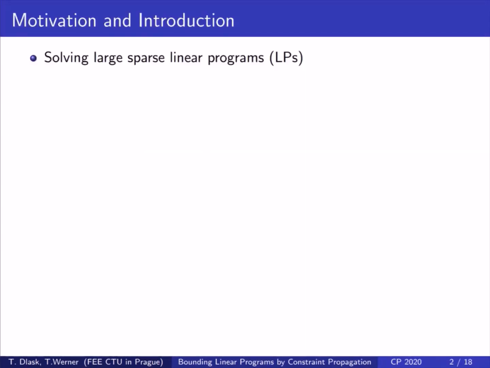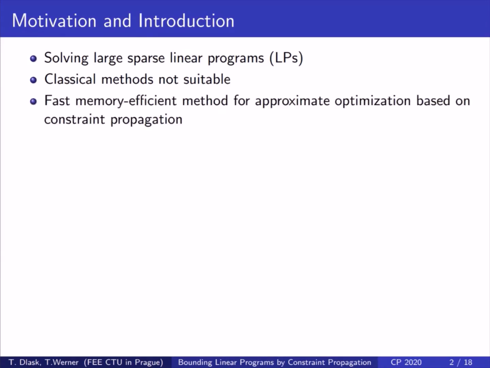Although linear programs are solvable in polynomial time, solving large sparse instances can be challenging in practice. For example, instances of basic LP relaxation of weighted CSP originating in computer vision may have millions of variables. To solve such LPs, the classical methods are not always suitable, if only for their superlinear space complexity. We propose an alternative approximate method which can have linear space complexity and is based on constraint propagation.